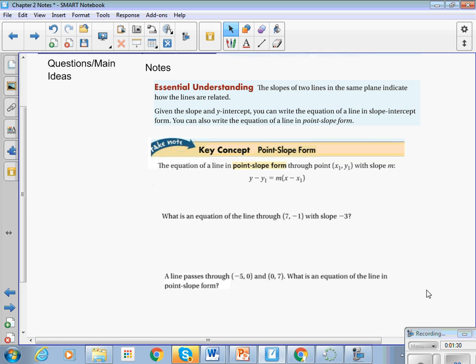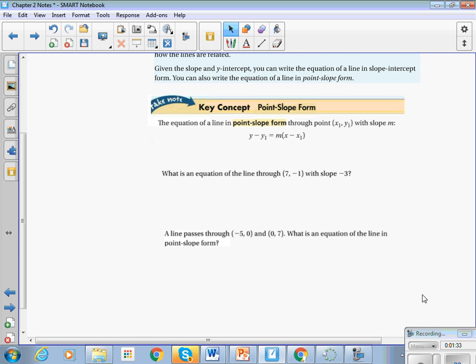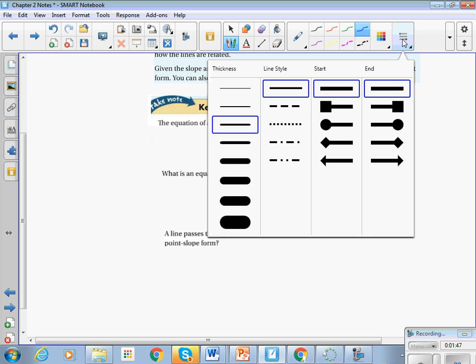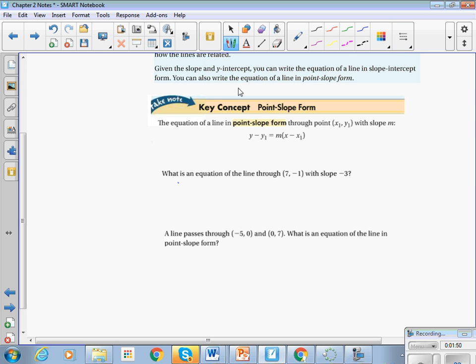All right, so let's see how to write the equation of a line through (7, -1) with a slope of -3. So the first thing we're going to do is rewrite that equation. So we're going to write y minus y1 equals slope times x minus x1. 7 is x1, -1 is y1, and m is -3. So I am just going to replace.